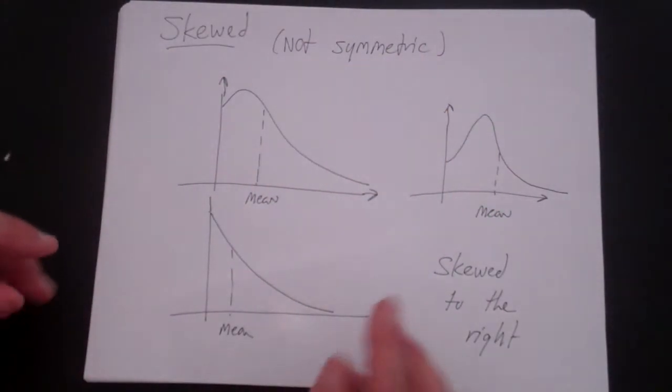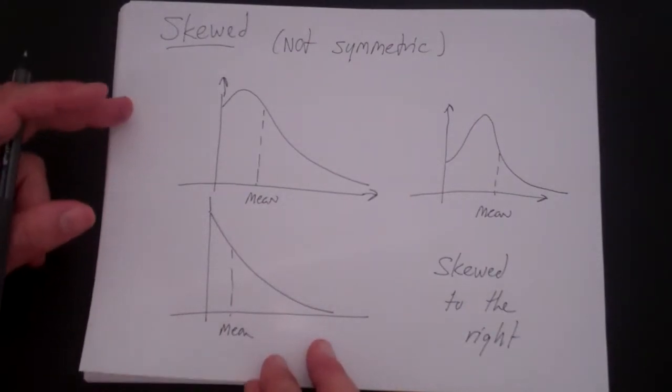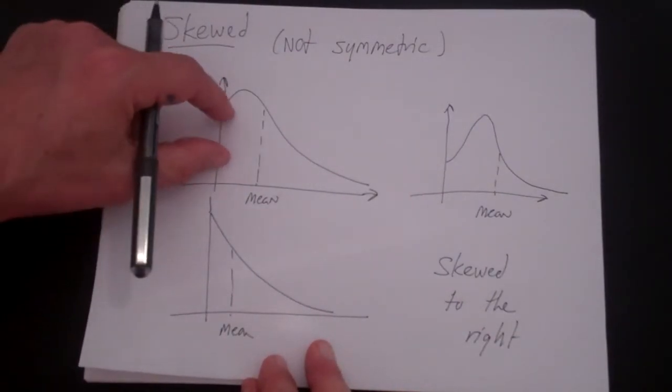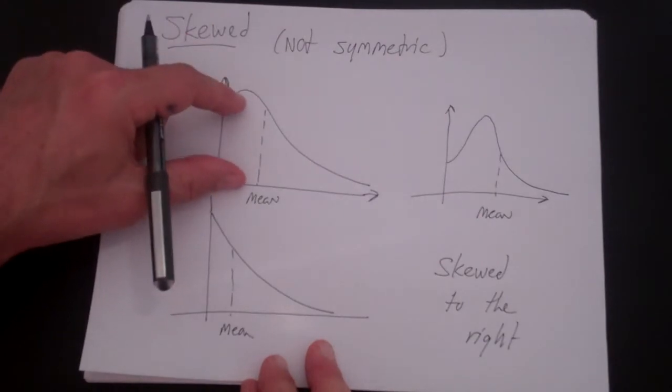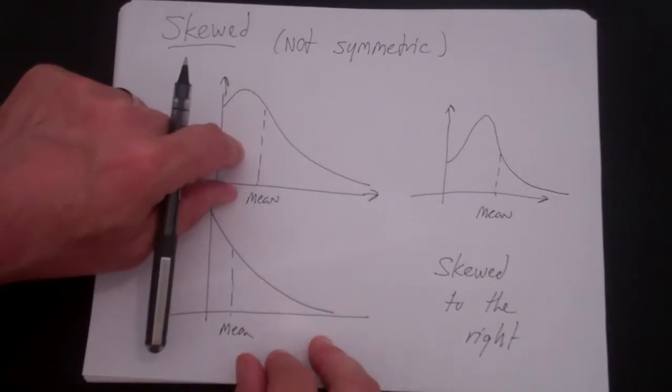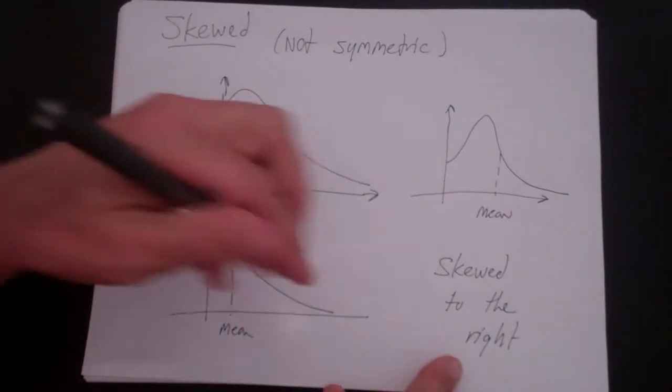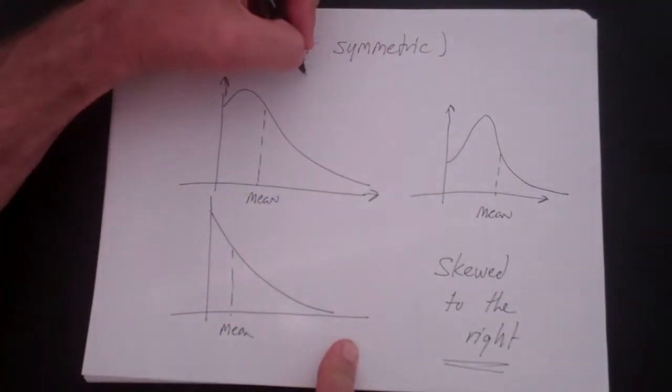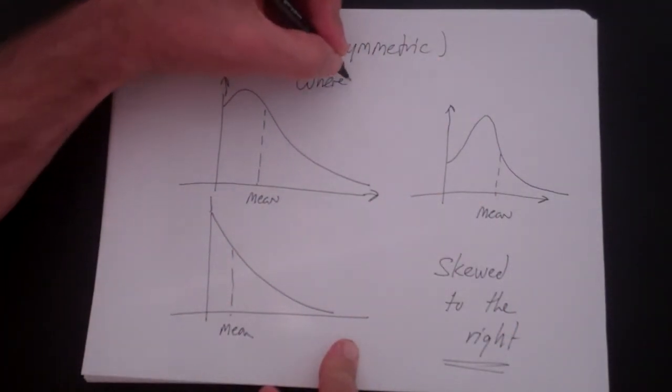Then in some cases it's not symmetrical across the mean, and the question is if there's a longer tail, which is usually when we talk about skewed, there's a longer tail, is the longer tail to the left or to the right? And that's how you tell if it's skewed to the right or the left, is where is the longer tail?